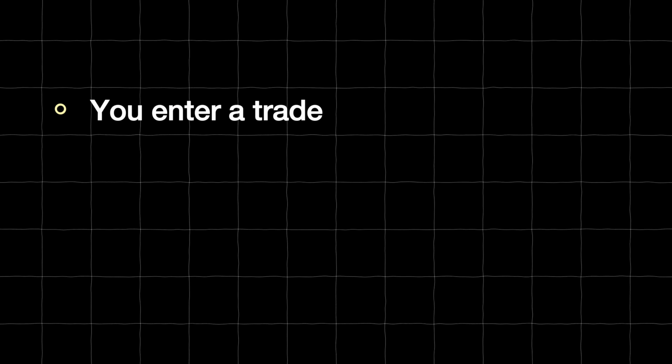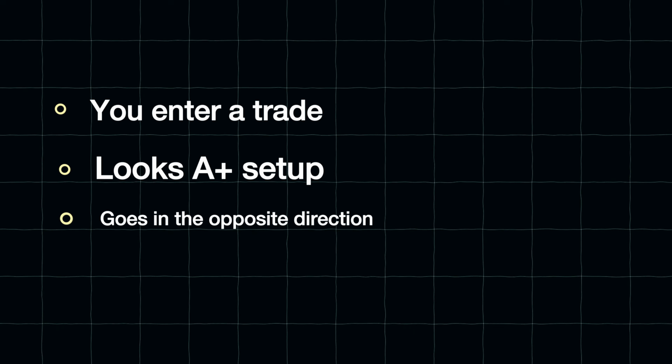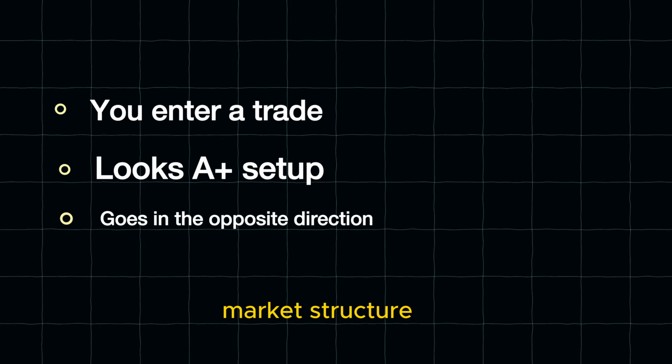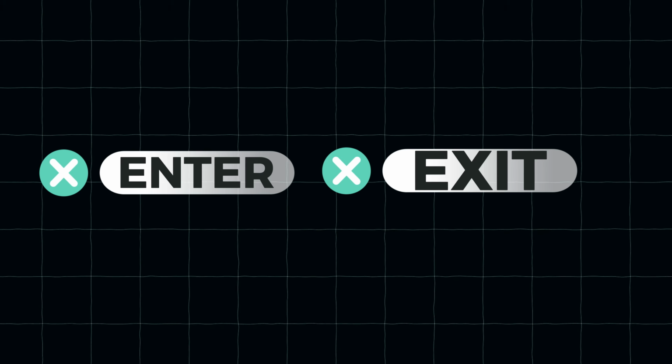You enter a trade that looks like an A+ setup, but the trade eventually goes in the opposite direction. One of the reasons is that you didn't understand market structure, and you simply didn't understand where to enter or where to exit based on the higher time frames of a market.